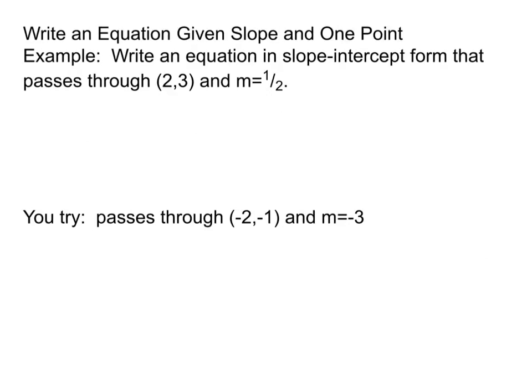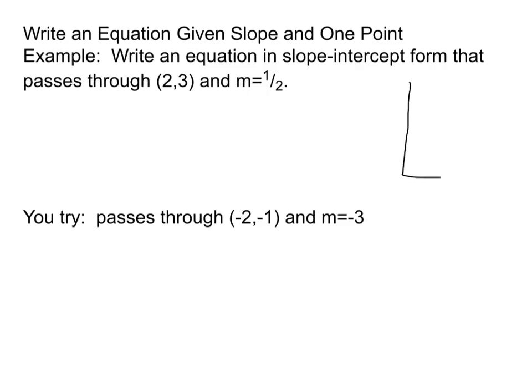Okay, write an equation given slope and 1 point. It's basically what we just had. We had the y-intercept given, and we had to find the slope. So this time we're given the slope, and we need to find the y-intercept. You could graph this and use the slope to go backwards. So that's one way you could get to your y-intercept.